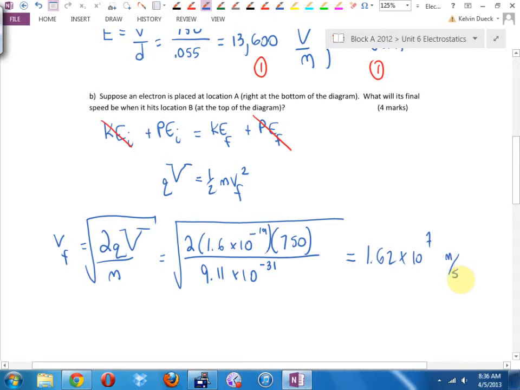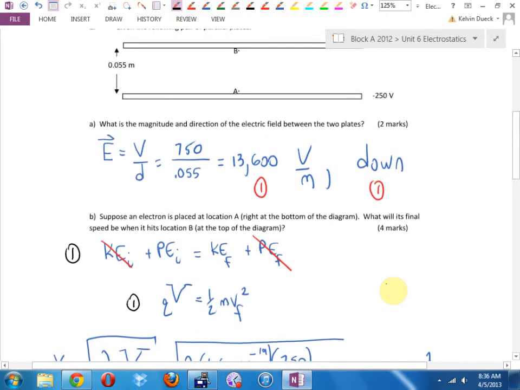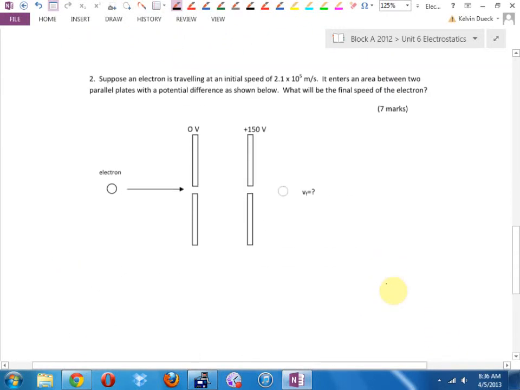meters per second. In terms of marks, I would probably go something like this. I think I would give you 1 mark if I saw that, 1 mark if I saw that, 1 mark if I saw that, and then 1 mark for the final answer. But if you got it right, I'd give you 4 out of 4. Turn the page.